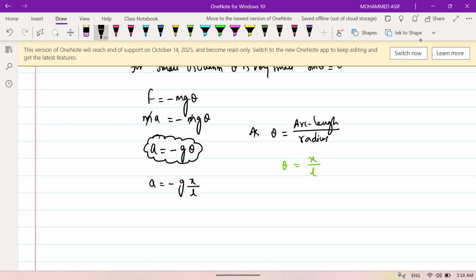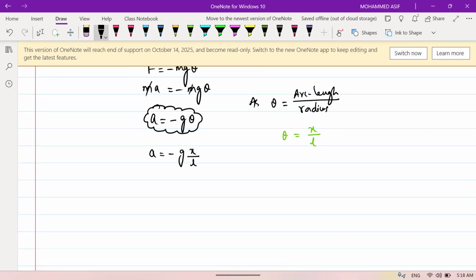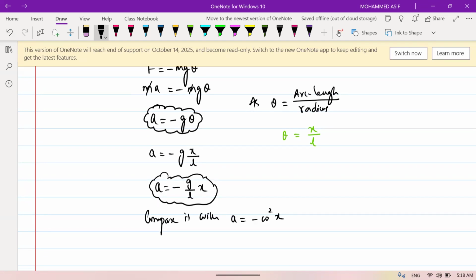Yes, sir. So acceleration a is equal to minus g into x. That means a is equal to minus g divided by L into x. g by L is a constant. Compare it with the SHM equation, a is equal to minus omega square into x. So omega square is equal to g divided by L, and from this I get omega is equal to under root of g divided by L. Once I know omega, I can calculate the time period.